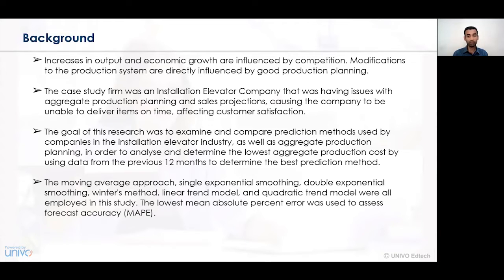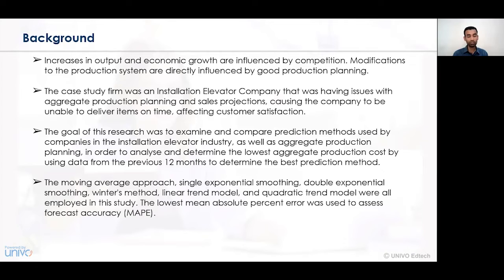With respect to the comparison of the prediction methods, the installation elevator industry was not able to identify the aggregate production planning and aggregate production cost which needed to be associated. And hence, for this concern, various approaches were applied. These approaches were the moving average approach, single exponential smoothing, double exponential smoothing, and the Winters method or the linear trend method. The last option accepted was the quadratic trend model in this case study.